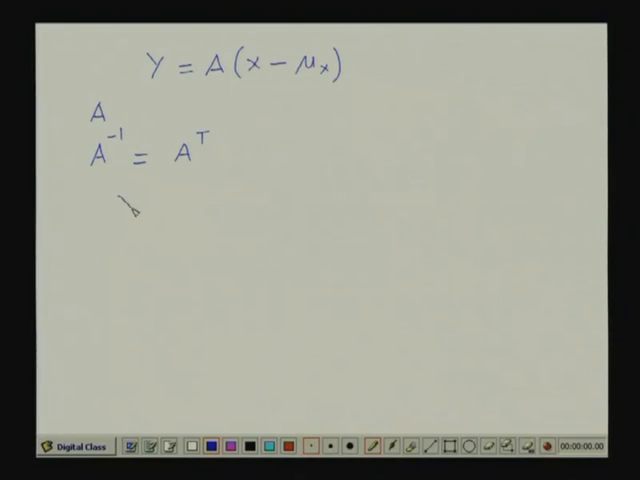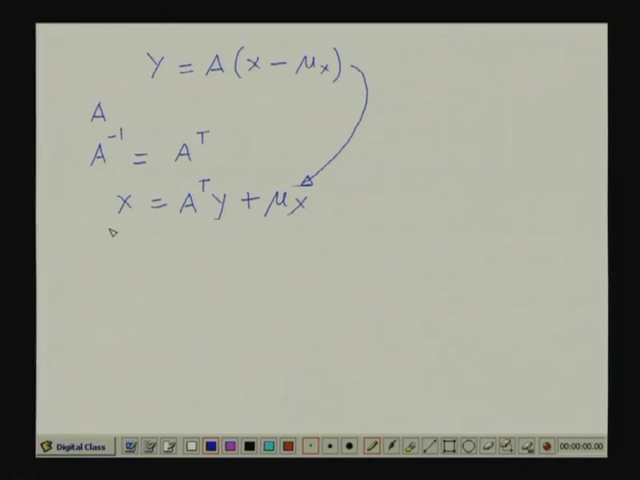So, from the forward KL transform, we can very easily find the inverse KL transform to reconstruct x from the transformed data y, and in this case the reconstruction expression is very simple. It is given by x equal to A transpose y plus mu x. This is a direct derivation from the expression of the forward transformation.